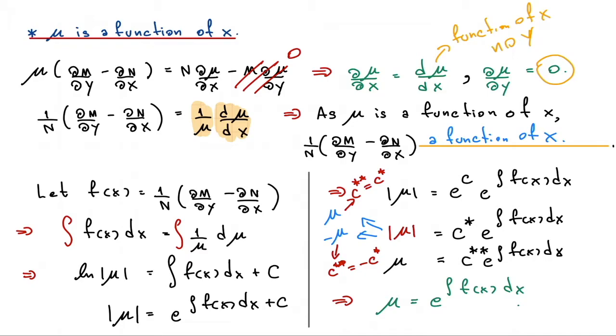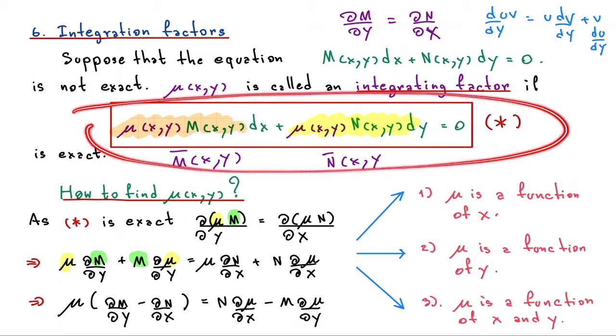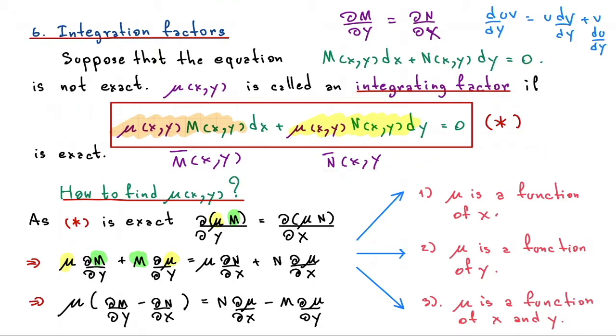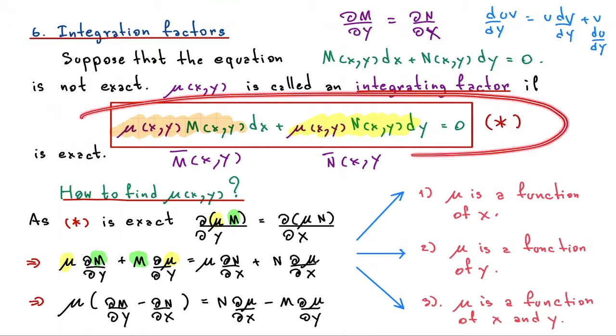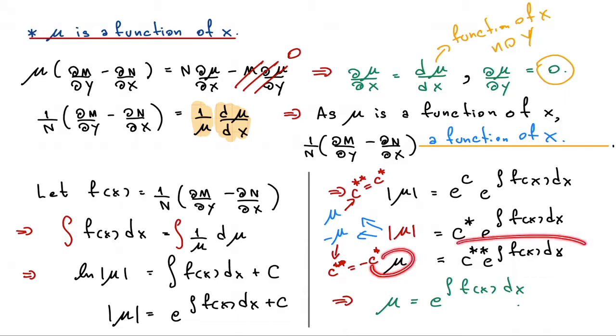And guys, because mu is an integrating factor, if we multiply this whole equation by mu, this equation becomes exact, right? Mu is the integrating factor, which means that if we multiply this whole equation by mu, this equation becomes exact. But guys, if mu is this, how about if I multiply by c double star?